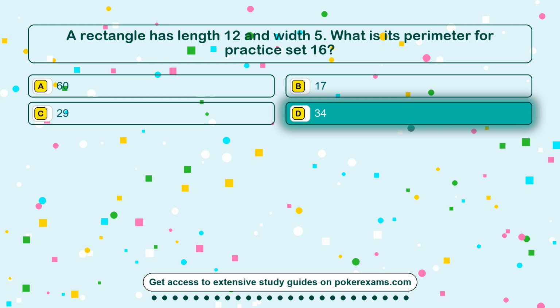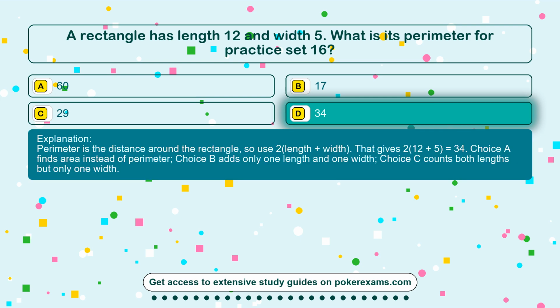The correct answer is option D, 34. Perimeter is the distance around the rectangle, so use 2 times length plus width. That gives 2 times 12 plus 5, equals 34. Choice A finds area instead of perimeter, choice B adds only one length and one width, choice C counts both lengths but only one width.